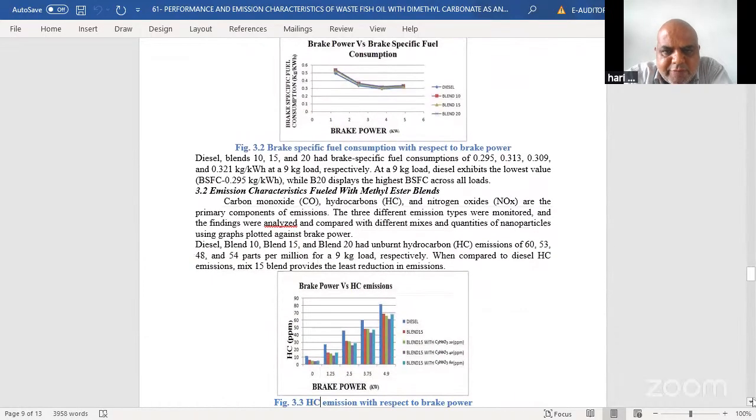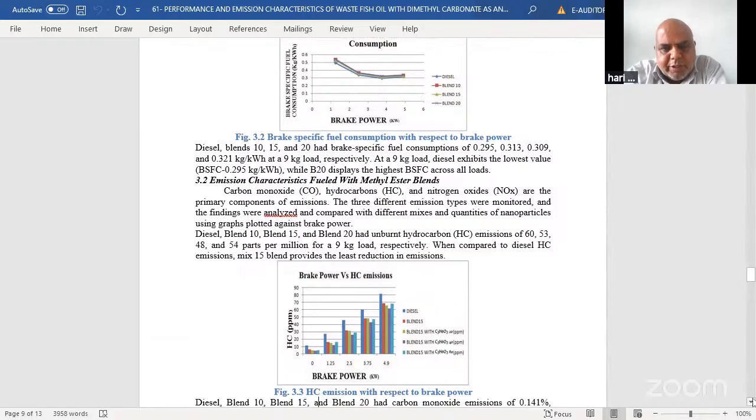This is brake specific fuel consumption. With the addition of this biodiesel, there is a slight increase in the brake specific fuel consumption because it is inversely proportional to brake thermal efficiency. So just like brake thermal efficiency, it is inversely proportional to the brake thermal efficiency.